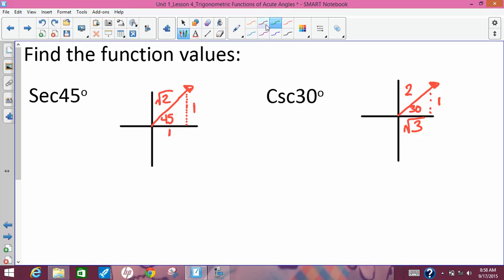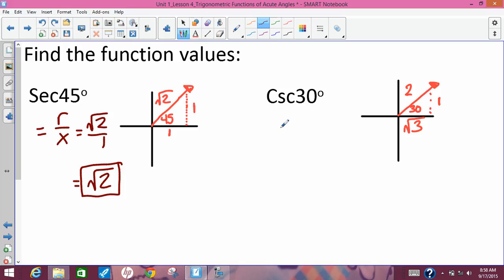So secant is the opposite of cosine, so secant is r over x. R in this case is root 2, and x is 1, so we can simply write this as root 2. Cosecant is the opposite of sine, so it's r over y. So over here in our 30, 60, 90 triangle, r is 2 and y is 1, so the cosecant is just 2.